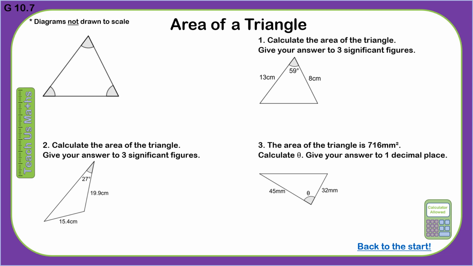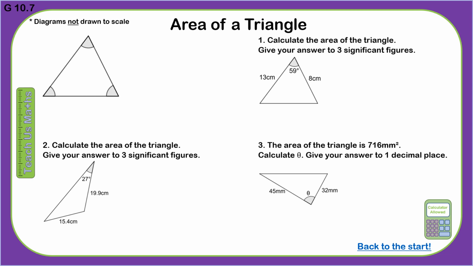Before we can use this new formula, we need to be able to label our triangle correctly. This is the same labelling that we use for the sine rule and the cosine rule. The sides are labelled using the lowercase letters A, B and C. The angles are labelled using the capital letters A, B and C. We need to make sure that the side and the angle opposite each other have the same letter.